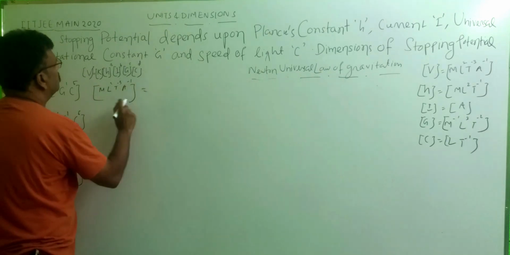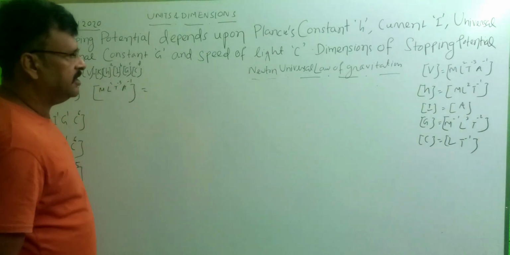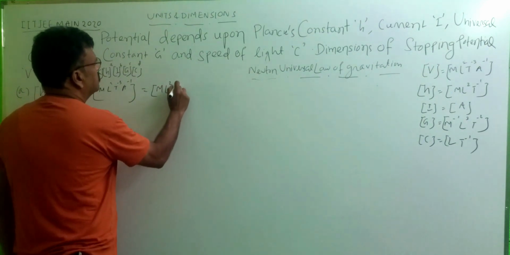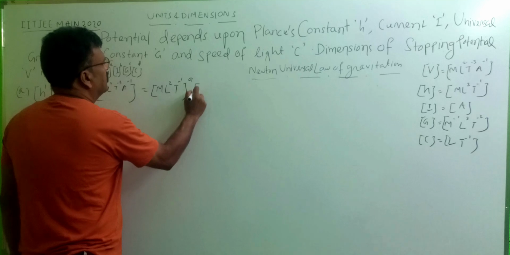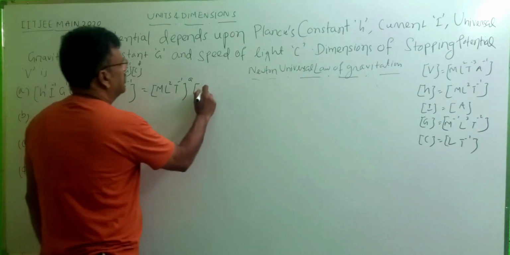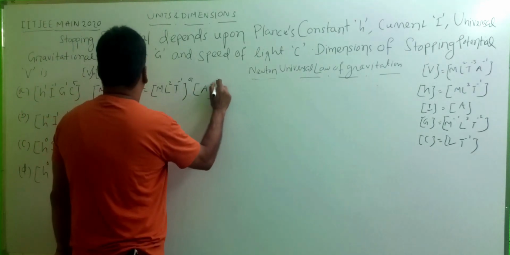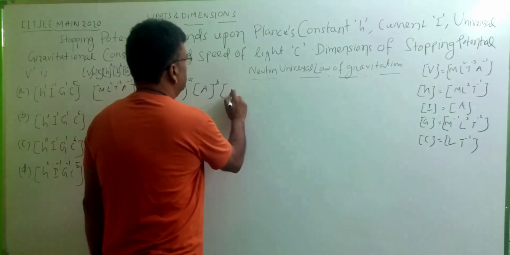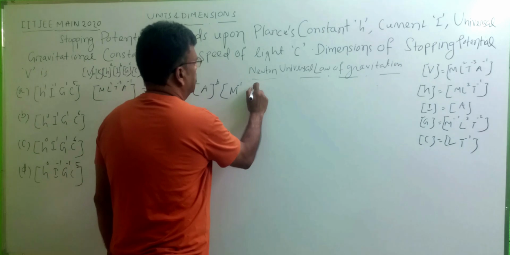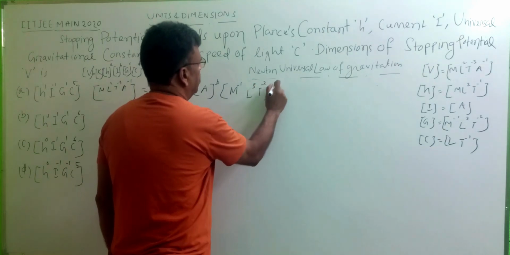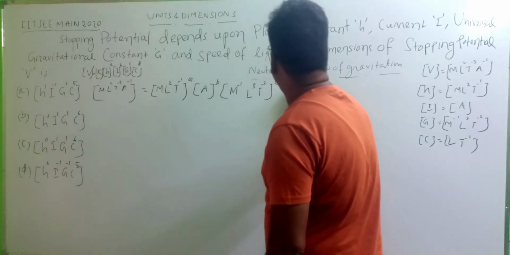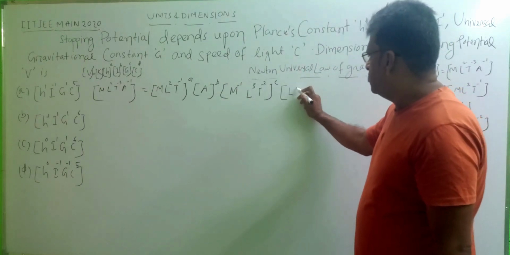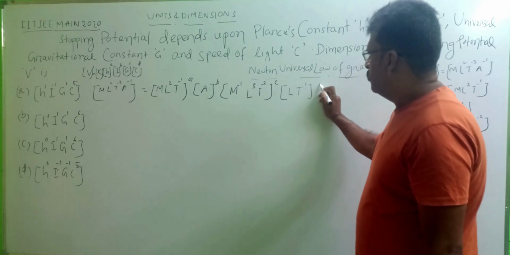This is equal to, what is h? h is ML2 T minus 1. We write here ML2 T minus 1 to the power a. What is current I, that is A ampere to the power b. What is G, students? G is M minus 1 L3 T minus 2 to the power c. And what is the dimensional formula for c? Velocity of light, that is LT minus 1 to the power d.